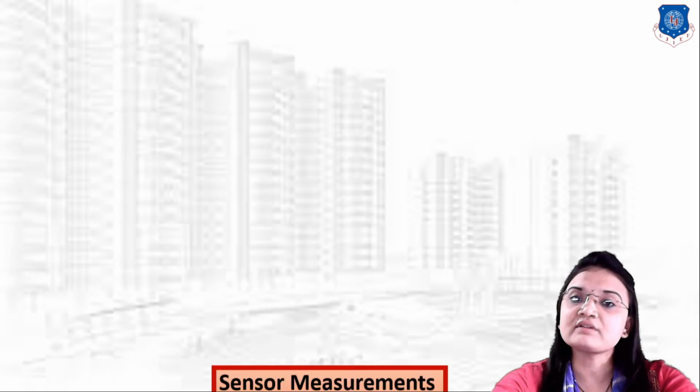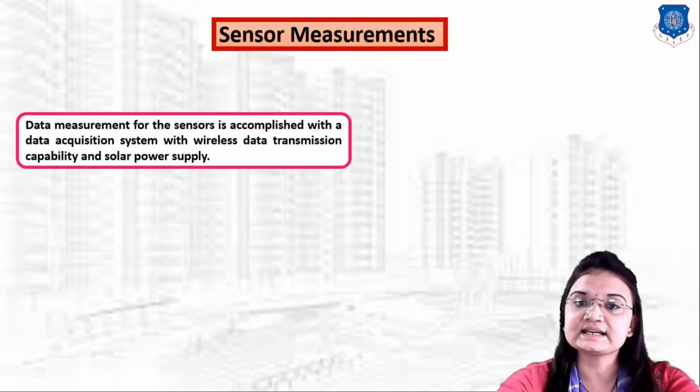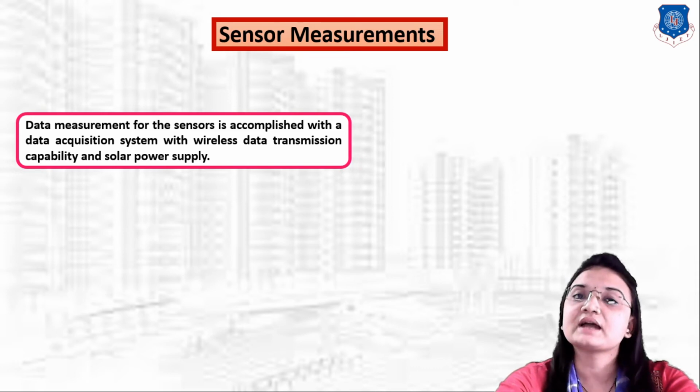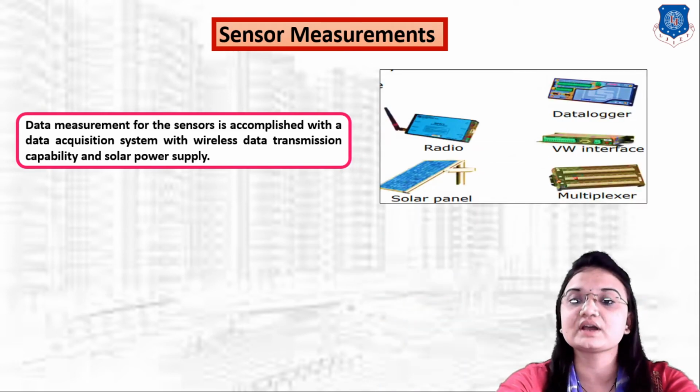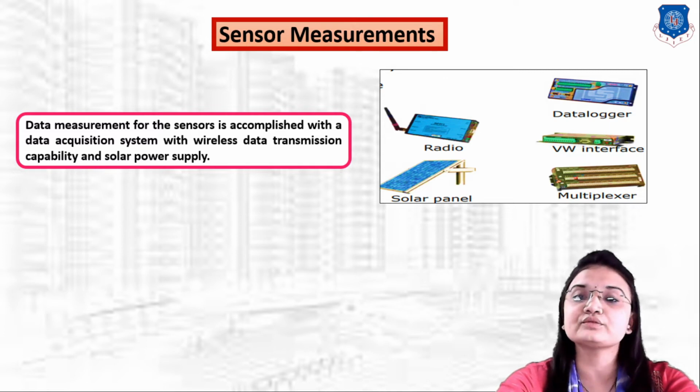Okay, so now our next topic, that is sensor measurement. We can say that the data measurement for the sensor is done with the data acquisition system with wireless data transmission capability and solar power supply. You can clearly see in this figure that with the help of data logger, VW interface, multiplexer, solar panel and radio, we can easily measure the data of the sensor.